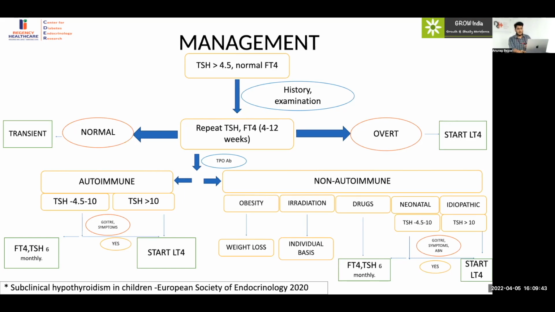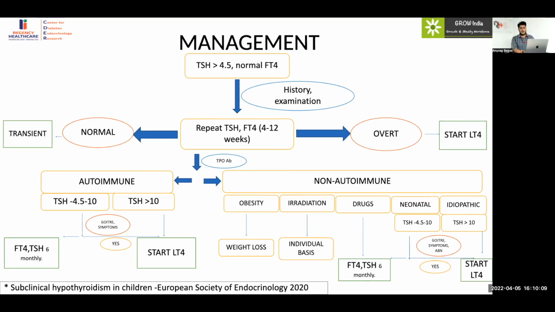And in case there is no obvious cause, then we need to wait and follow up every 6 months, and whenever there is an increase in TSH level, then we need to go in for treatment. So goiter, irradiation, strong family history, and maybe if there are mood disturbances in older individuals, and of course pregnancy planning, will be the indications we would treat. Otherwise, wait and watch.